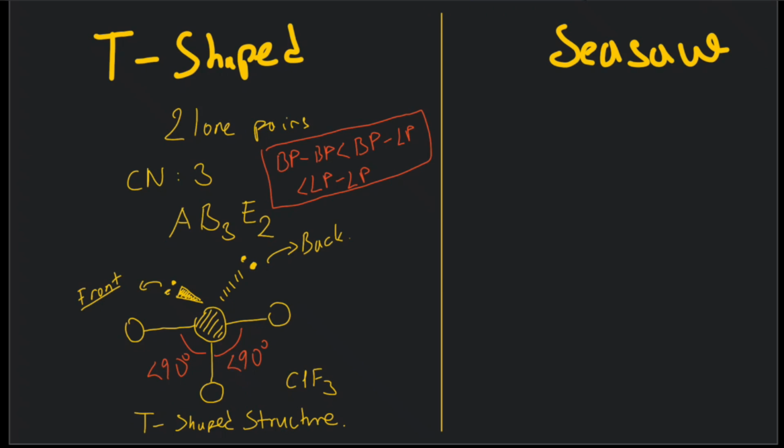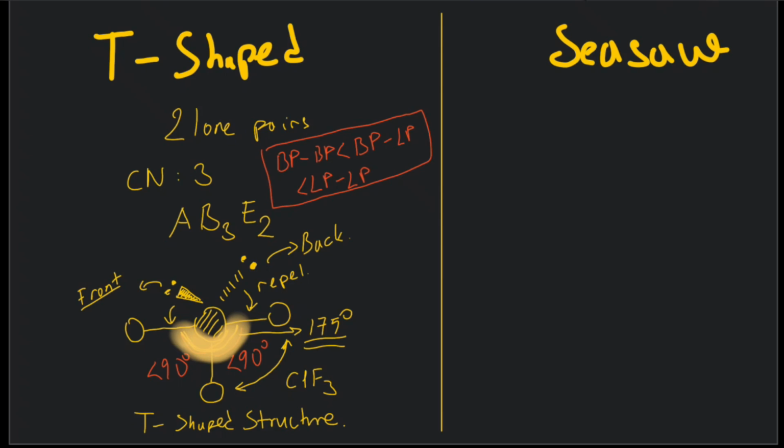Moreover, another thing is that, actually this is the same thing, this angle from here to here is approximately 175 degrees, because the lone pair bonding pair interaction is higher, so these two things repel each other stronger than the bonding pair. Therefore, the angle from here to here is approximately 175 degrees.